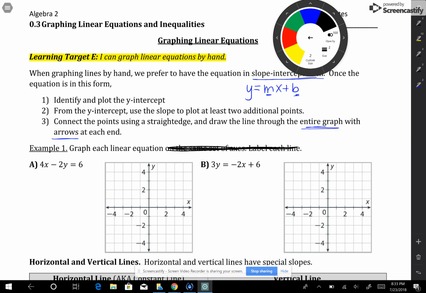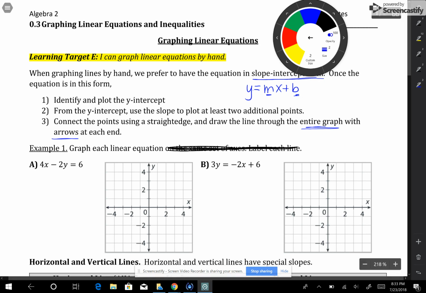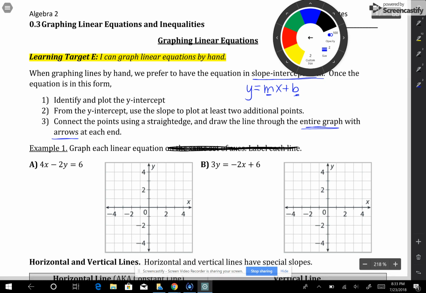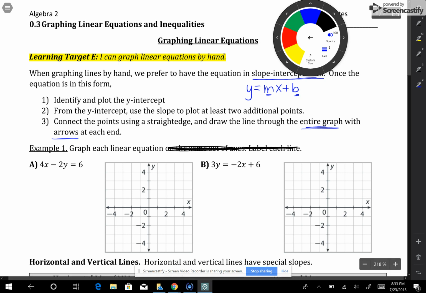Letter A is 4x minus 2y equals 6. This obviously is not in slope-intercept form. In fact, this is in standard form. Standard form is when we have the variables on one side and the constant on the other. So we have to do some moving around. We need to get y by itself. So the first thing I'm going to do is get rid of 4x by subtracting 4x from each side.